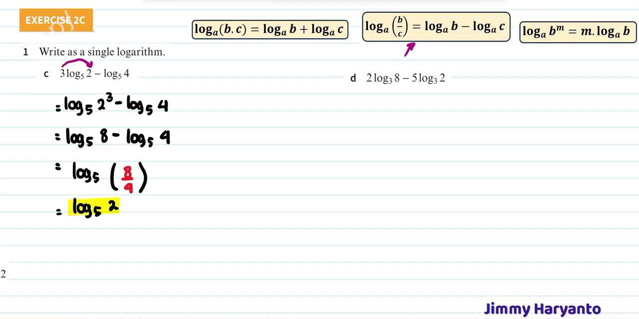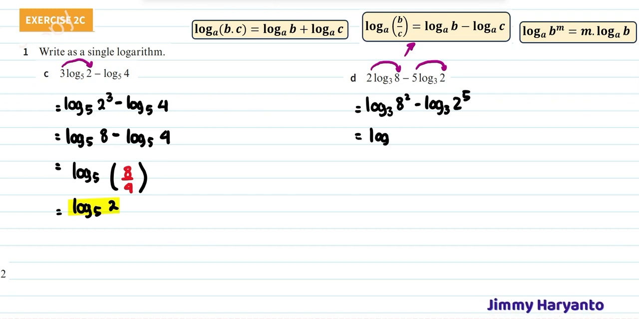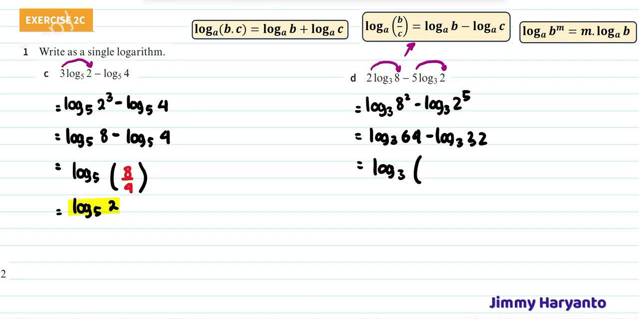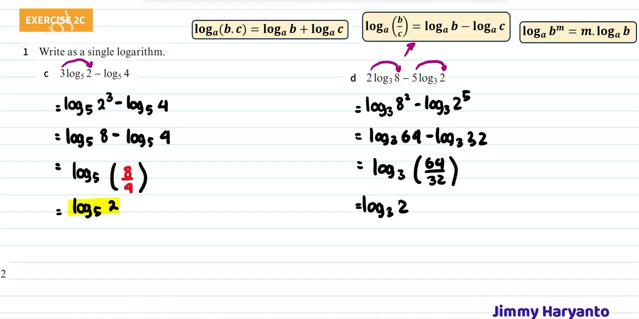Next is D. D is the same as the C. You have to move the 2 and the 5 first before you combine the logarithm. Logarithm 3 of 8 squared minus logarithm 3 of 2 to the power 5. So 8 squared equals 64 and 2 to the power 5 equals 32. And then you can use the properties of division. You'll have 64 divided by 32, and then the final result is log 3 of 2.